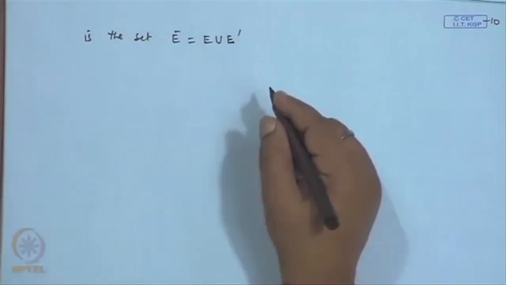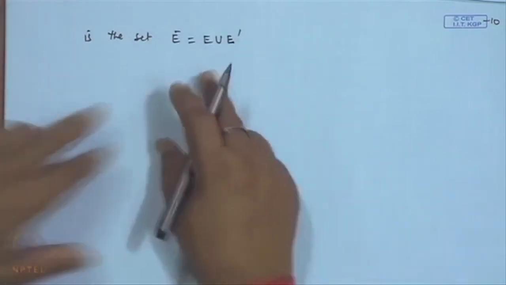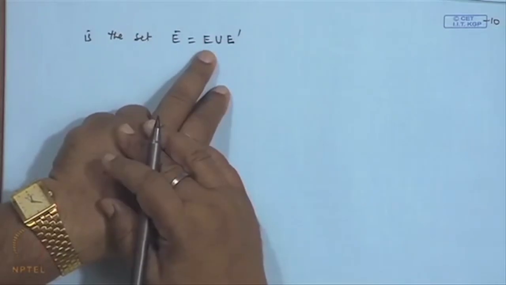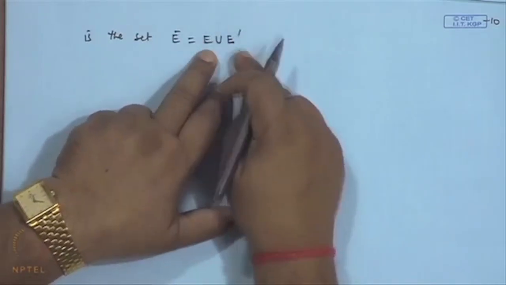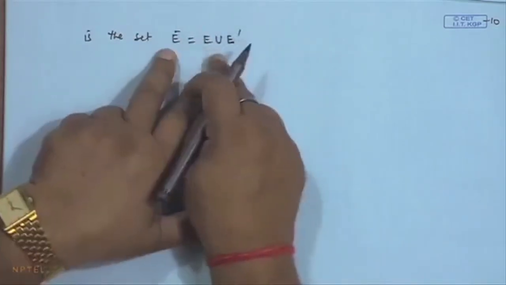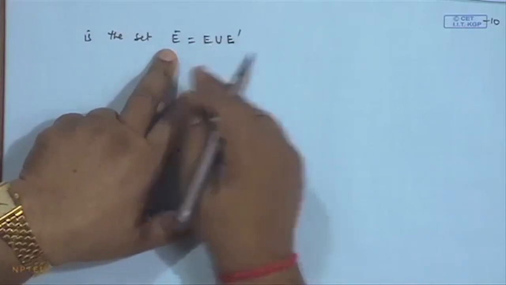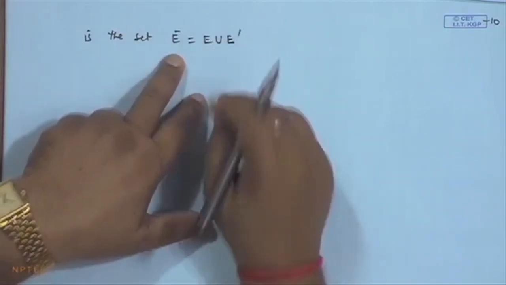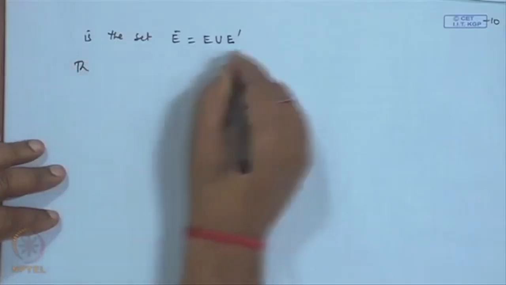So, what does closure mean? Suppose a set E is given, then the set of all limit points, if I include it in E, then the collection will be known as the closure. So, the closure of the set is the set which includes all of its limit points as well as the points of E, of course.